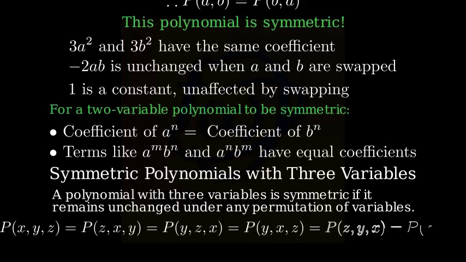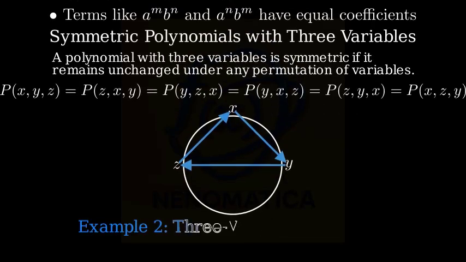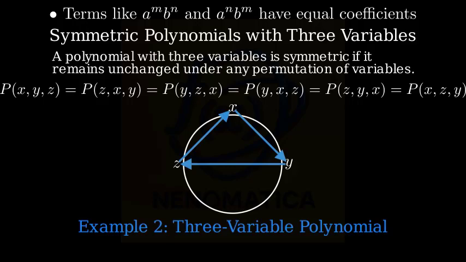For example, a three-variable symmetric polynomial p of x, y, z would satisfy p of x, y, z equals p of y, x, z which equals p of z, x, y, and so on for all possible arrangements. Let's examine a concrete example with three variables.